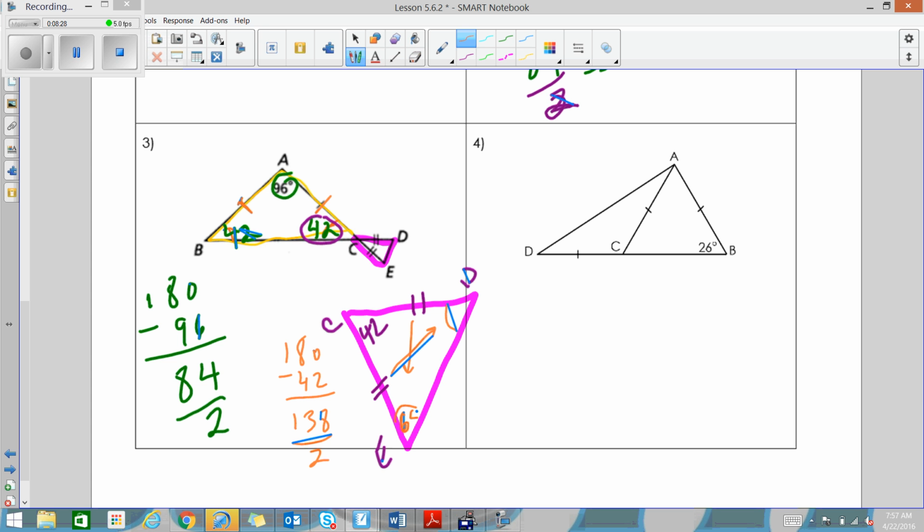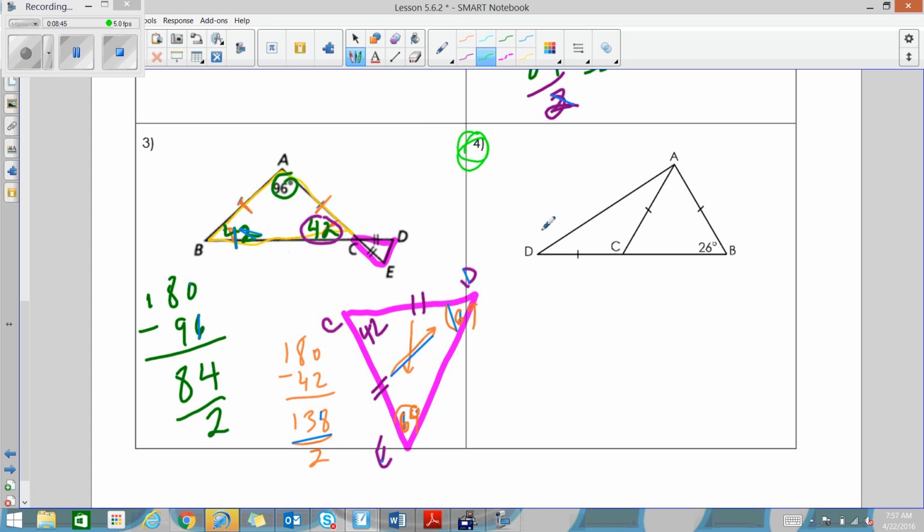Oh, 69 degrees. 69 degrees. So that's how you're going to be working with isosceles triangles, all right? You have to work from one triangle to the next to find all your missing angles here. Let's go to number 4 now. So here we go, number 4.